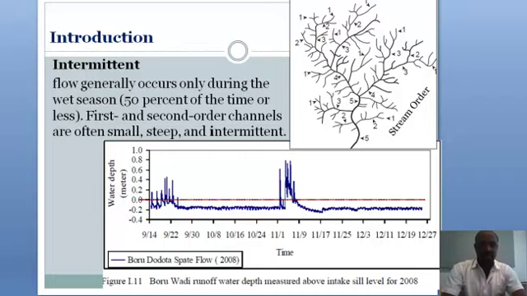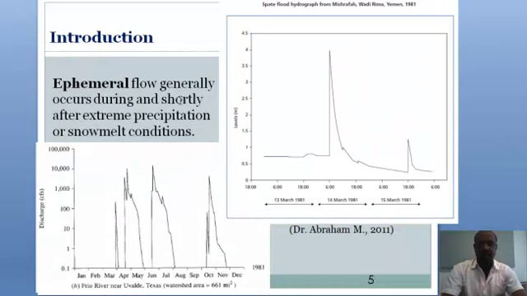And the other type of river we have is the ephemeral river. The ephemeral river flow generally occurs during and shortly after extreme precipitation or snow melt conditions, and they are very flashy, and maybe they last for 2 to 3 hours. And these are the types of rivers based on how long they carry water within them.